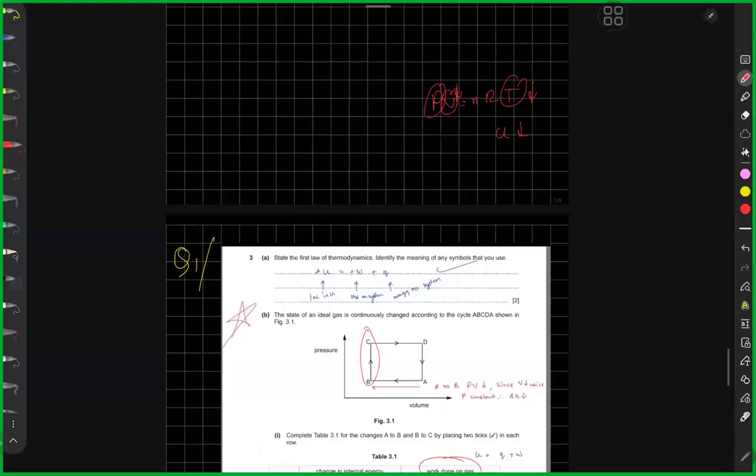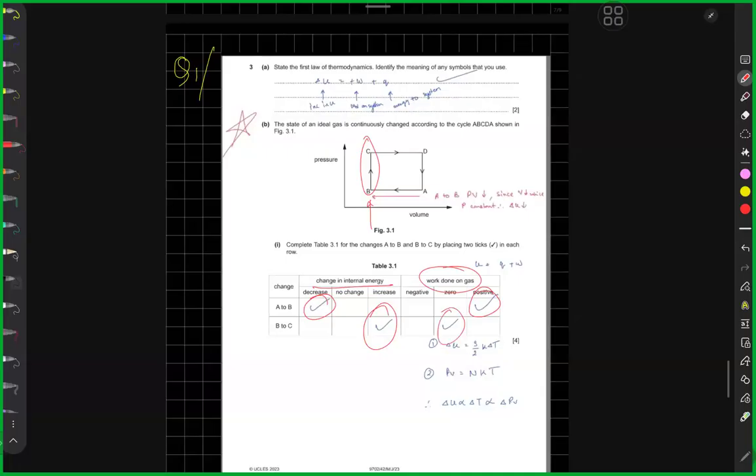B to C, what's happening? The system is doing work, so we're doing negative work. From B to C, what is the change in volume? Is there any change in volume? Oh no. Exactly. So the work done is zero. So whenever you don't have a change in volume, work done is zero.